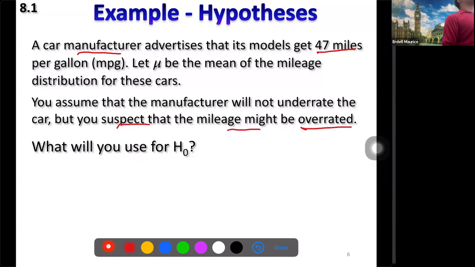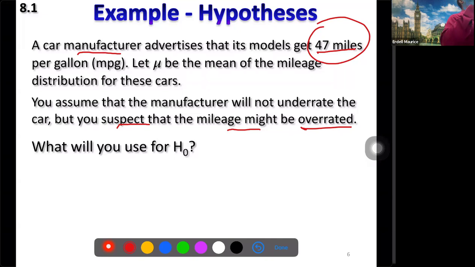So if the mileage is overrated, what are you trying to say about the mileage that you're getting from the car? If you drove that car and you got an average, what average number of miles would you suspect that you would get from this car if the manufacturer is overrating their claims? You expect that a number will be, let's use the words greater than, less than, or not equal to. You'd expect that the mileage that you get from the car will be.